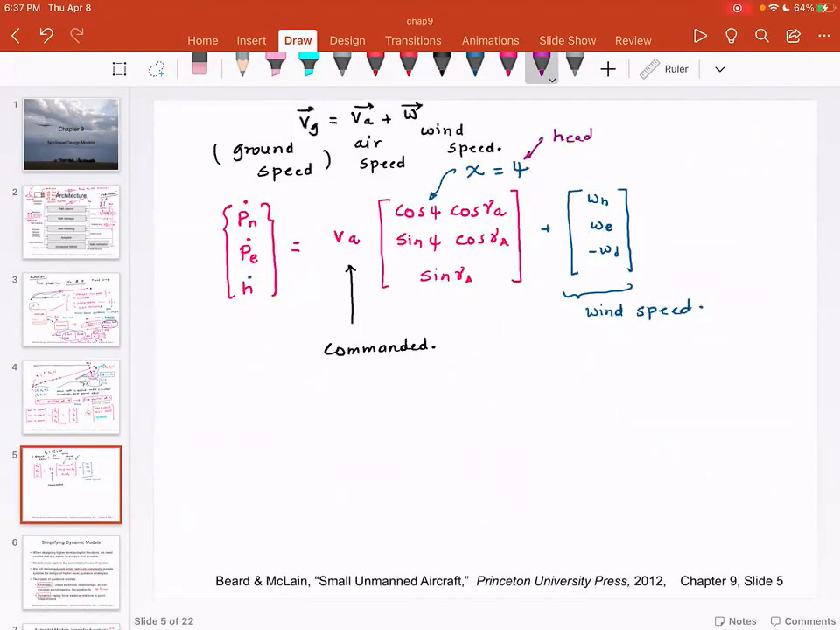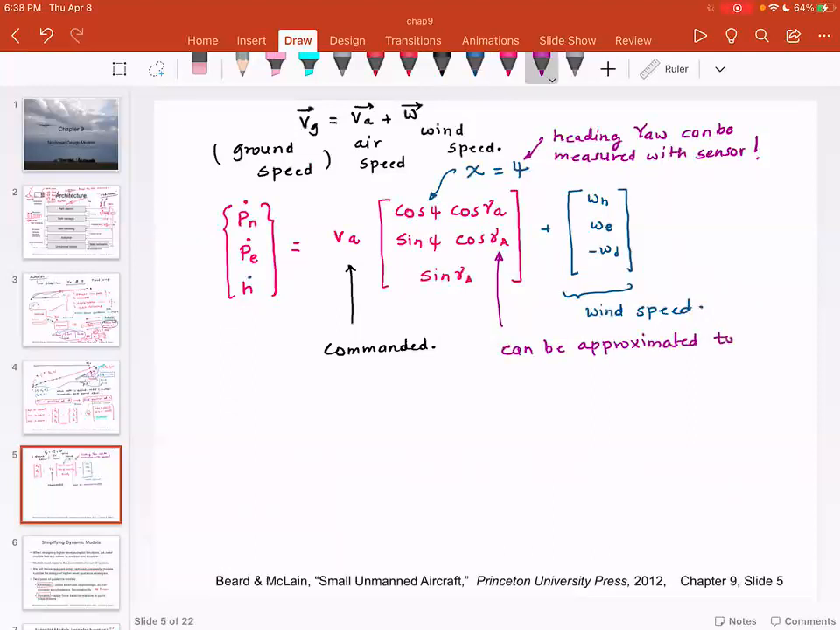And this heading, or yaw, can be measured with sensors. So if you have an IMU, or a compass, or a GPS, you can find out the value of yaw. Now there is this flight path angle. You will realize in the next iteration, this flight path angle can be approximated to pitch angle. So for solution purposes, you can approximate flight path angle as the pitch angle.